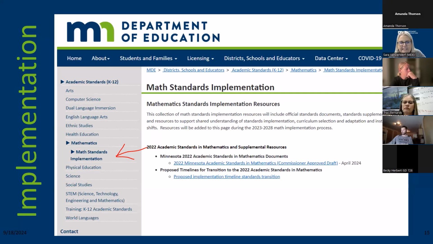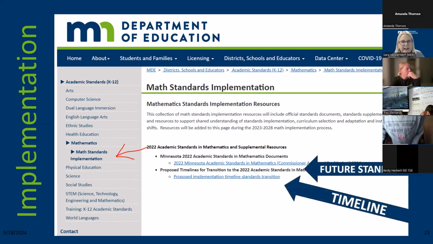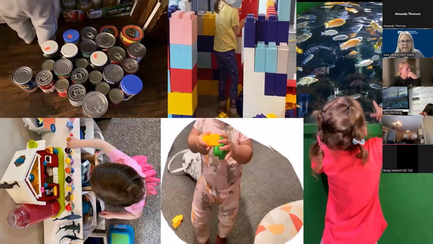What we're going to be talking about today are things that exist within the 2022 proposed math standards that are currently in rulemaking. You can find those on the MDE webpage. The way I find this is I simply Google MDE math. It brings me to this page, and you click on the implementation page, and you can find our future standards and a timeline for implementation.